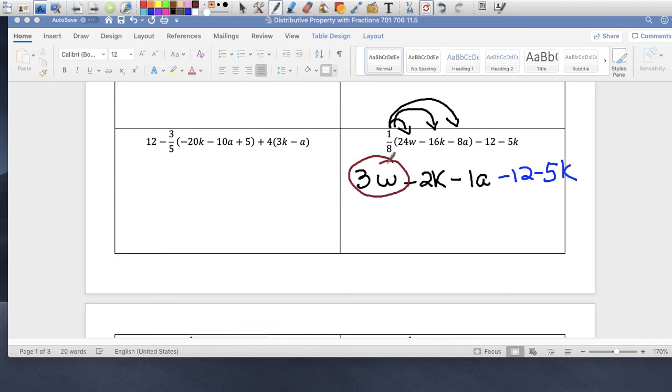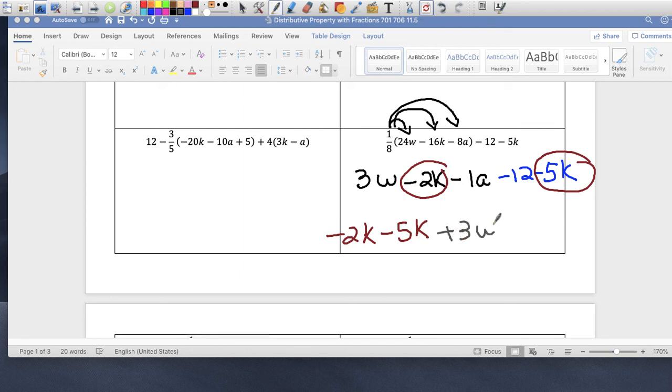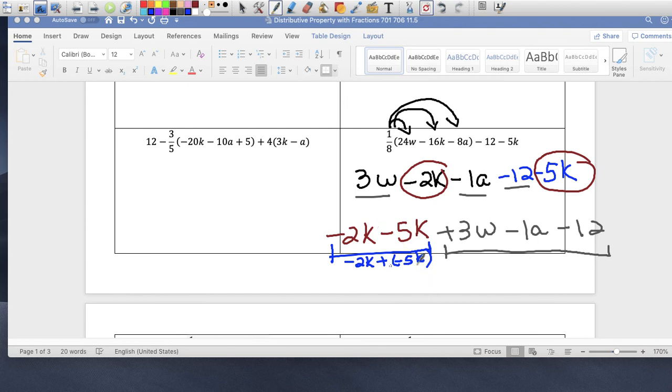Combine like terms. Sorry, it's this guy with this guy. It's going to be negative 2k minus 5k. And then I'm going to copy the rest. Plus 3w, which is this guy. Minus 1a, which is this guy. And then minus 12, which is that guy. So these three will do absolutely nothing. Minus 2k and minus 5k is the same thing as negative 2k plus negative 5k. Negative and negative, right? Because they're friends, so it's going to be negative 7k. And then I'm going to copy the rest.